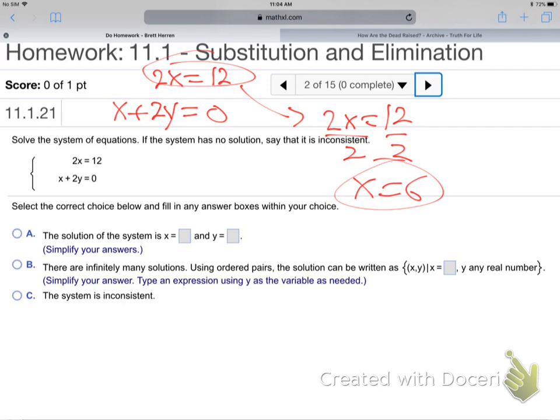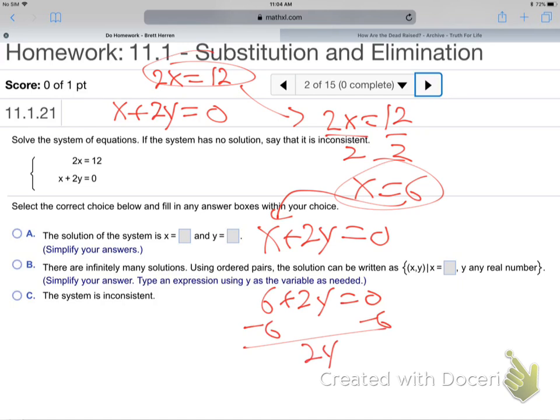So this time I'm just going to say, look, that first one only has x. I can just solve that first one for x. So x is 6, and then what do we do? Then you plug that into the other equation. So now I go, okay, x plus 2y is 0. Plug in that 6. 6 plus 2y is 0. Subtract 6 from both sides. 2y is negative 6. Divide by 2. Y is negative 3. And we're done. Got x, got y. Easy?